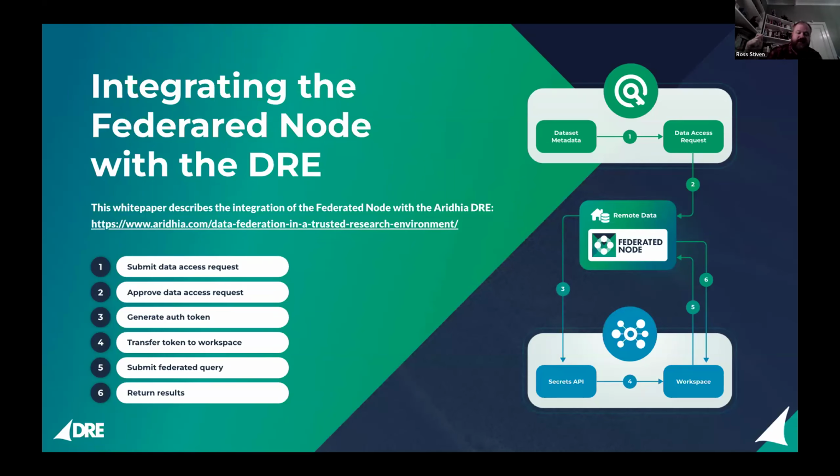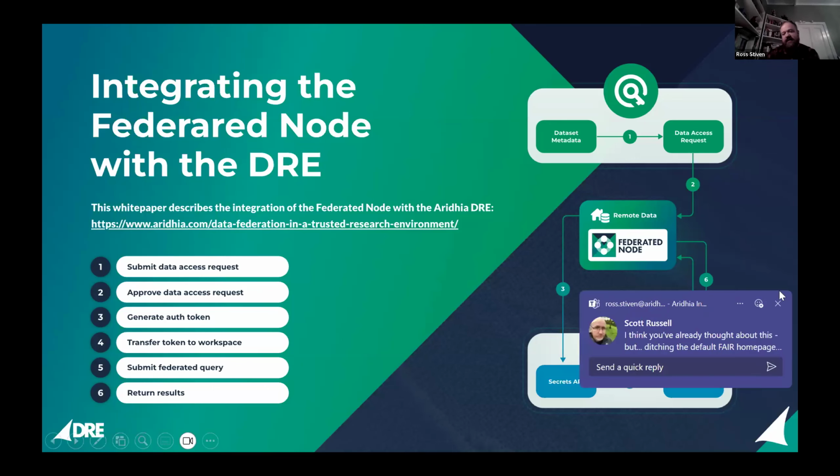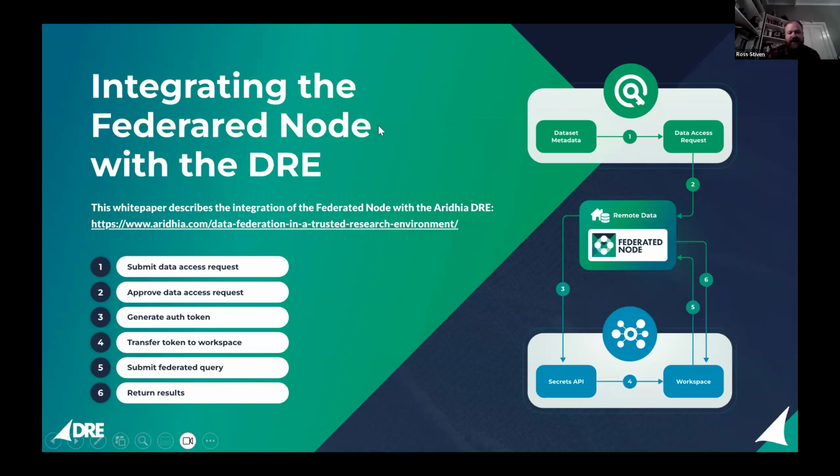If that's approved, the federated node issues an auth token, which is then pushed into a secure workspace from which the user can then interact with the federated node. So what we've done is wrap the federated node in a fully audited workflow. So I think that's quite nice. We wrote a paper about that, which you can see on this link. But this is actually not what we're doing for FEMS. We're doing something a little bit different, which I'll get to in a minute.